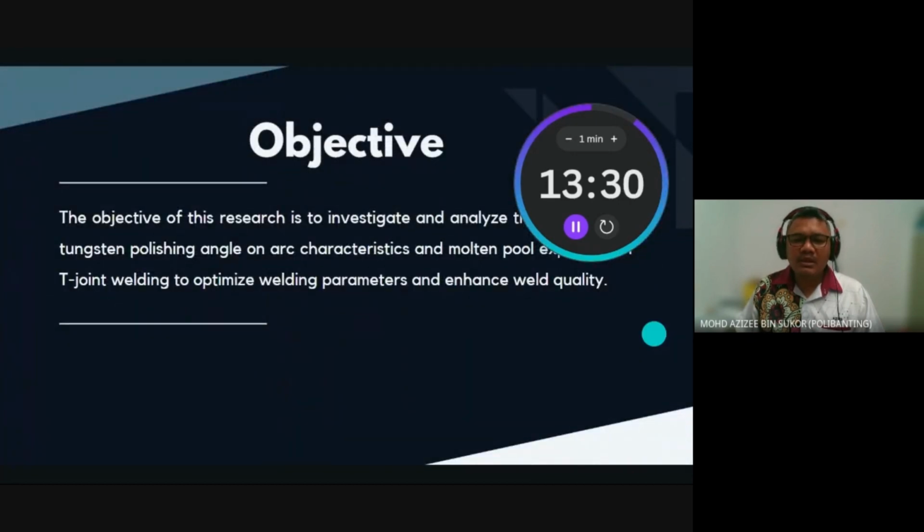From the problem statement, we found that there is a need to investigate and analyze the influence of tungsten polishing angle on arc characteristic and molten pool expansion in T-joint welding, to optimize welding parameters and enhance weld quality.